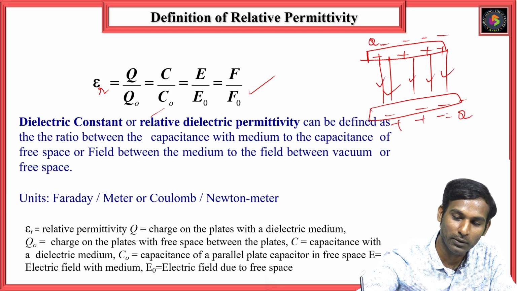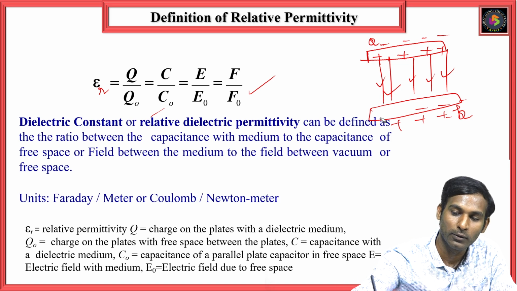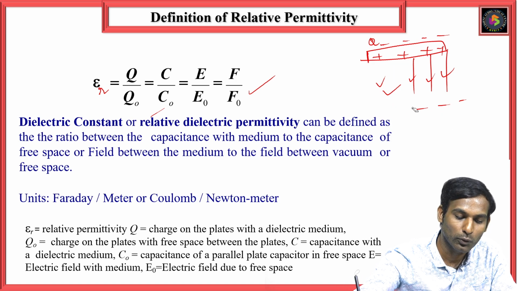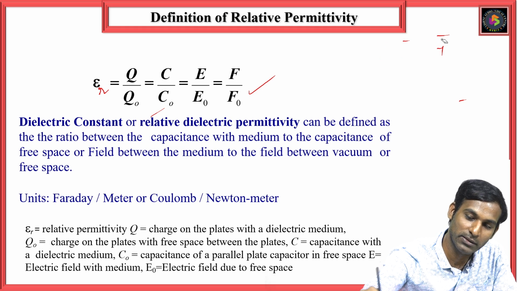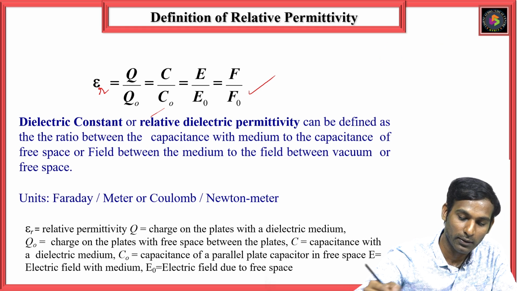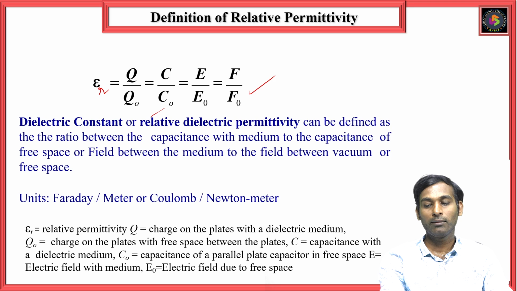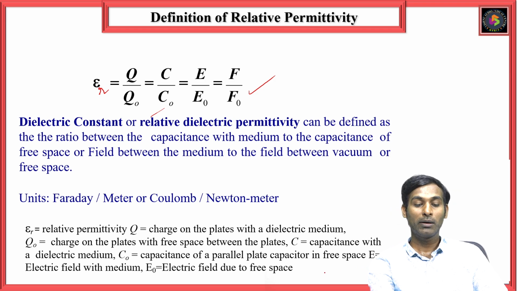Induced charges are developed. Here Q naught is the charge on the plates with free space between the plates. C is the capacitance with the dielectric medium. C naught is the capacitance of a parallel plate capacitor in free space. E is the electric field in the medium and E naught is the electric field due to free space.